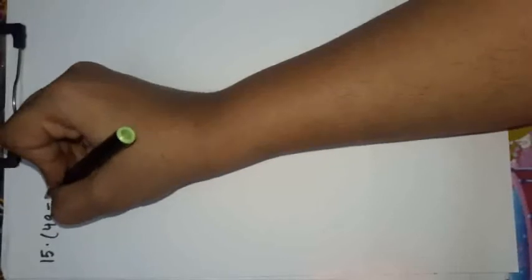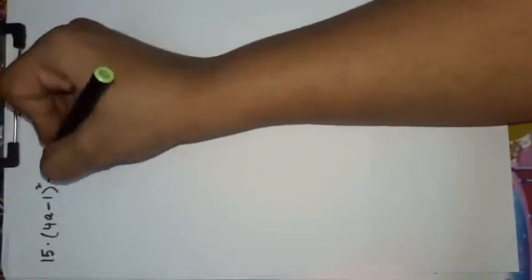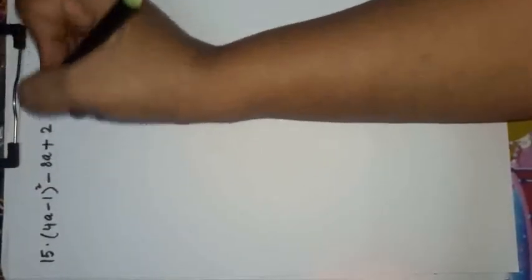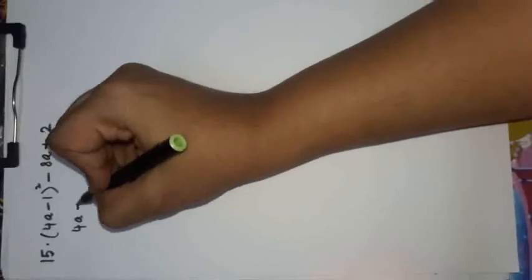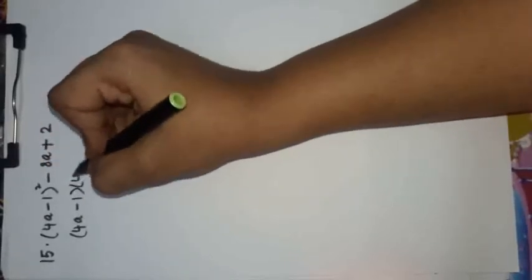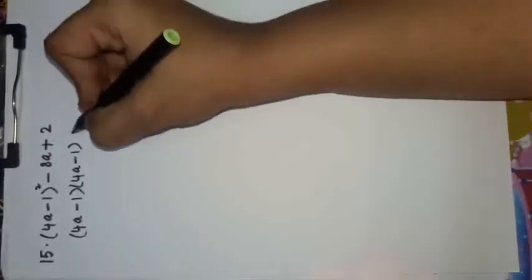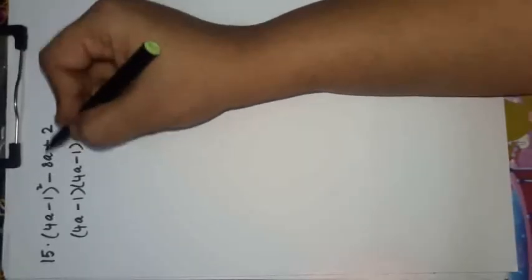Now 15th one, the question is (4a minus 1) whole square minus 8a plus 2. So let us just expand this. (4a minus 1) whole square will be (4a minus 1) into (4a minus 1). Can you write like that? Yes. Then minus 8a and 2.